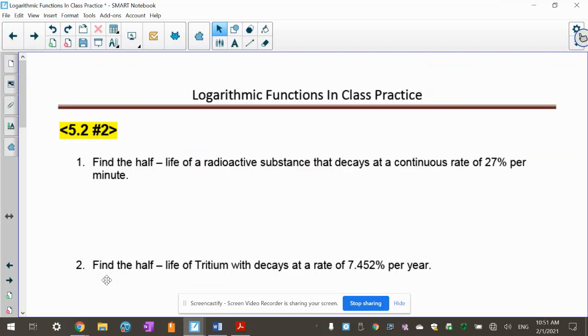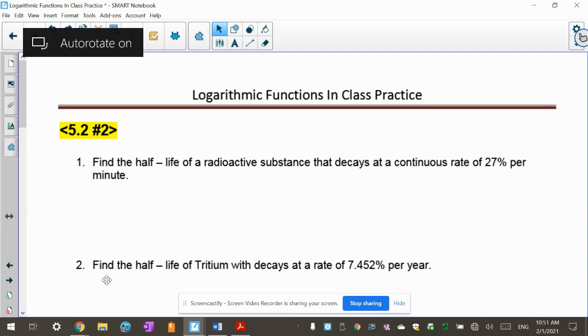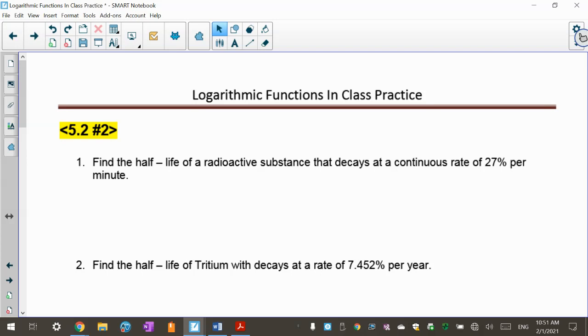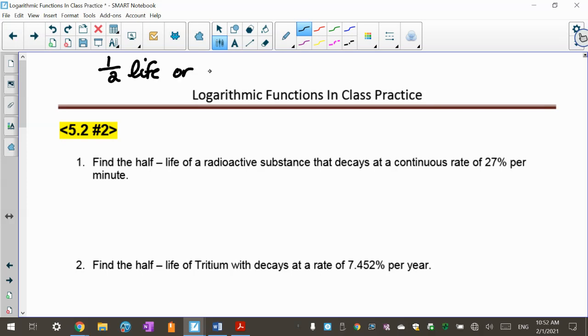Okay, this video is our in-class practice on logs, and it's 5.2 number 2, where we practice a lot with half-life and doubling time. And I just want you to know that most of the time I will say the word continuous, but if I don't, if I say half-life or doubling time in the question, then you can use the continuous formula y equals a e to the kt. And the reason why I say to do that is because it is so much easier to use.